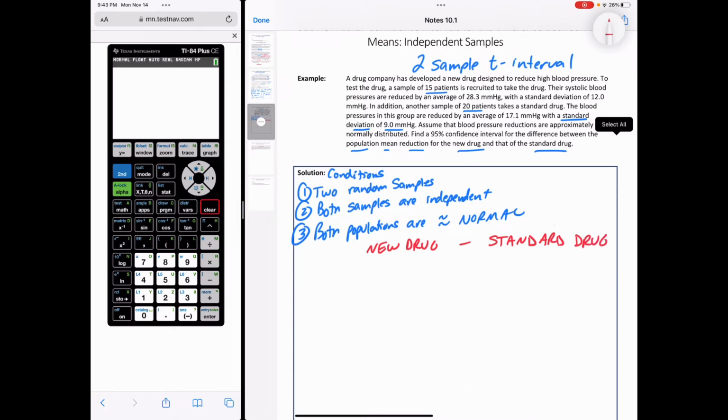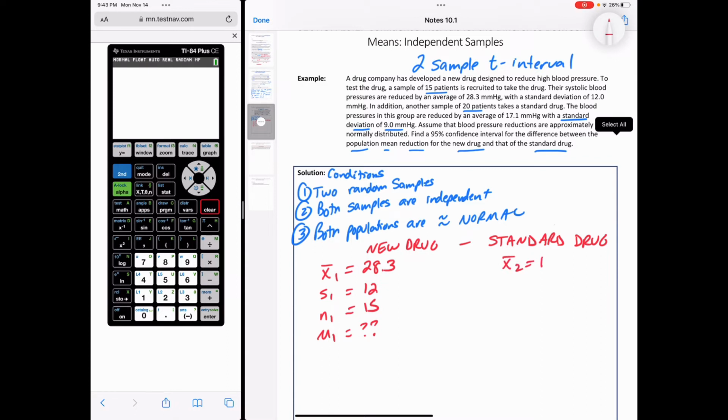And here's what I like to write out. Some people like to write this at the end. I like to write it here because it helps me on the calculator. So here's what I know for the new drug. I want their sample mean, their sample standard deviation, x bar 1, s1, and the sample size. And ultimately, I want to know mu. All right, and I get, from the problem, 28.3, 12, and 15. And I'm going to do the same thing with the standard.